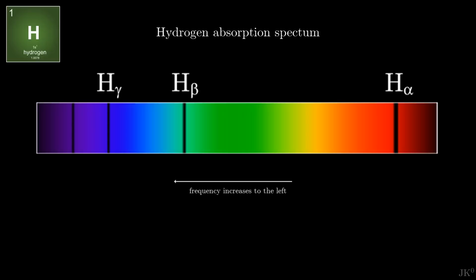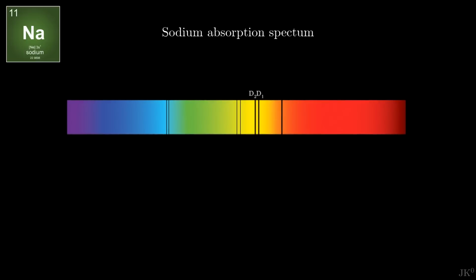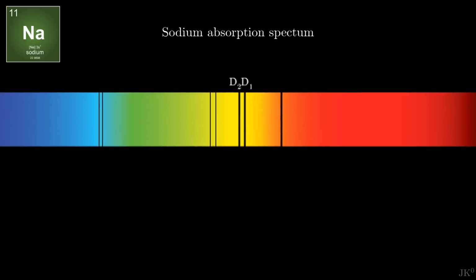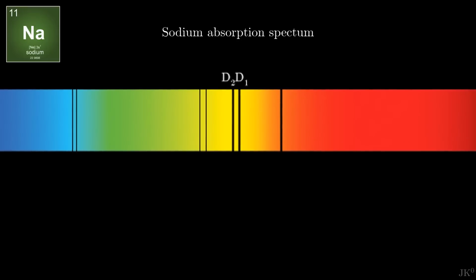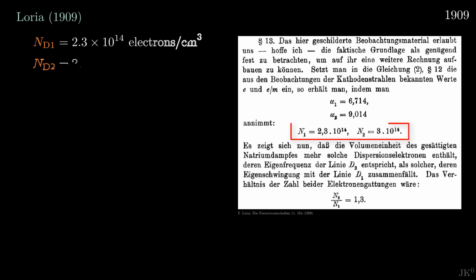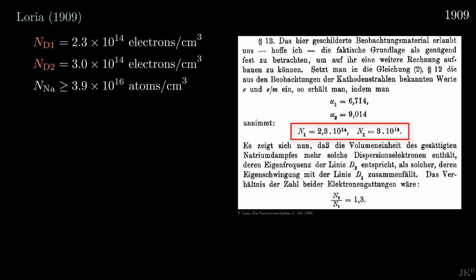While Ladenburg focused on hydrogen, Loria built an experiment to make the same measurements with sodium, which has a pair of absorption lines very close together, historically known as D1 and D2. In the spring of 1909, Loria reported the measurement of these densities of dispersion electrons for each line.